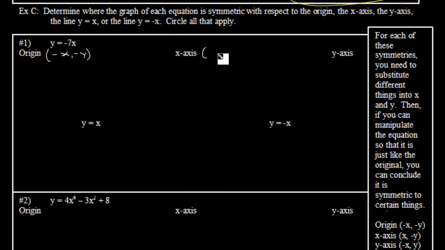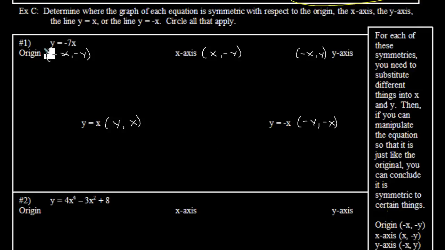For the x-axis, I'm going to leave x the same. We're going to change y to a negative. For the y-axis, we're going to leave x the same. We're going to change the sign of x. We're going to leave y the same. For y equals x, we're going to make x y, and we're going to make y x. For y equals negative x, we're going to make x negative y and y negative x. So what does all this mean?